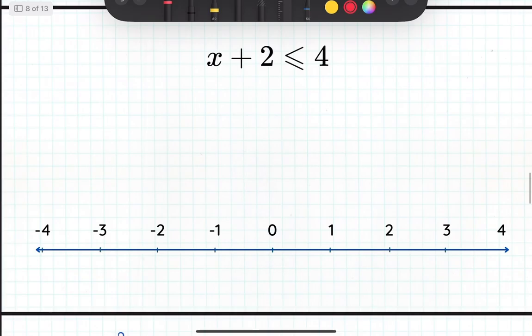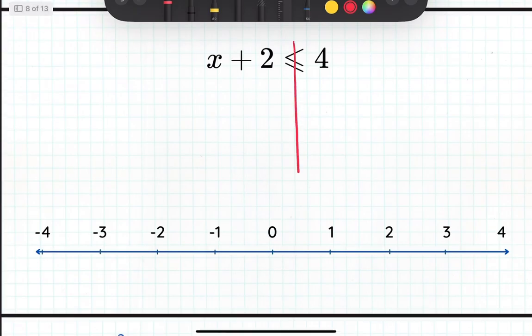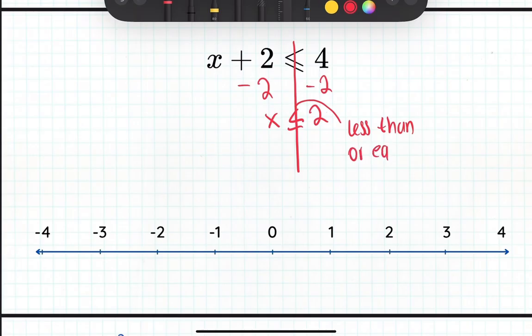So here, we're going to place our line over the inequality symbol, and I'm simply going to subtract 2 because 2 is being added. So I get x is less than or equal to 2. So since it's less than or equal to, I am going to place a closed circle. So I'm going to place a closed circle over 2. And I know that the numbers that are less than are this way, like that.